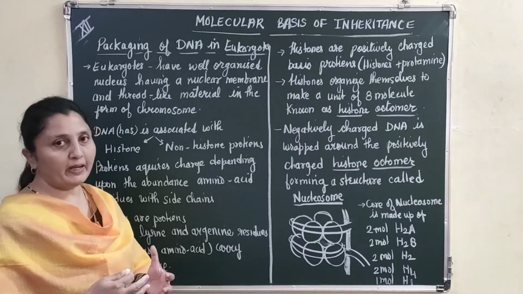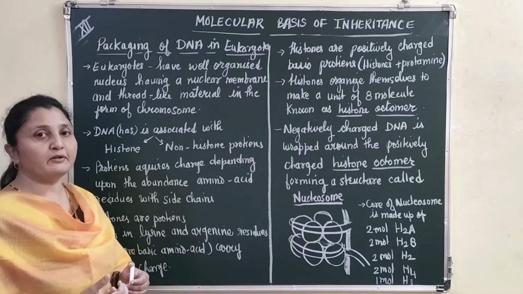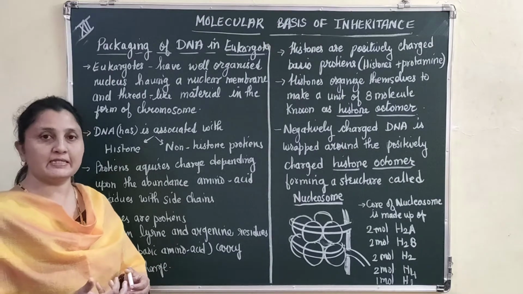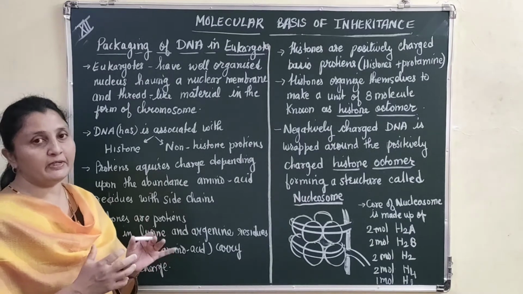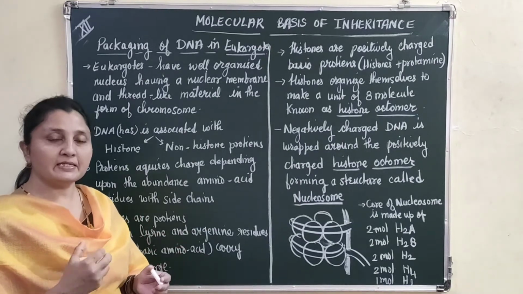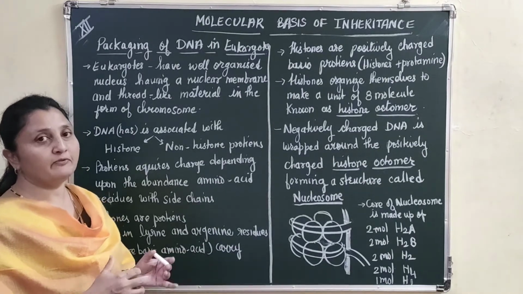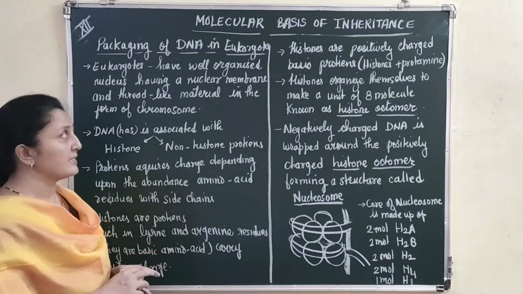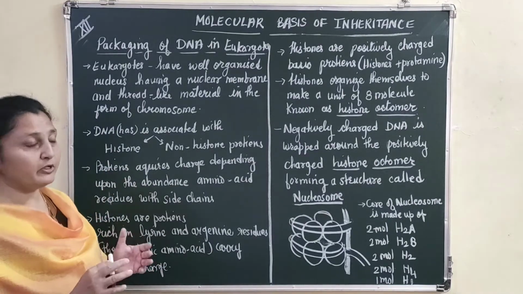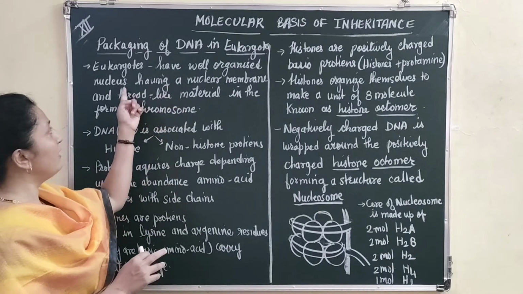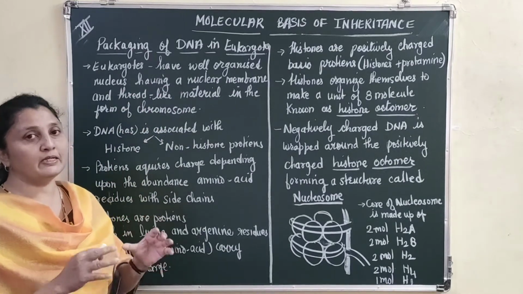Let us learn about packaging of DNA in eukaryotic cells. Now you know that eukaryotic cells are more complex cells, right? And so the packaging of DNA in these cells is again a little bit more complex than the packaging of DNA in the prokaryotic cells. Now if we talk about eukaryotes, they have a well organized nucleus. They have a well developed nucleus.